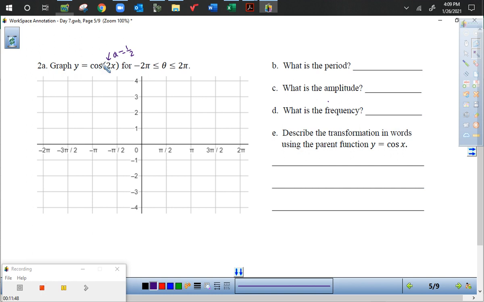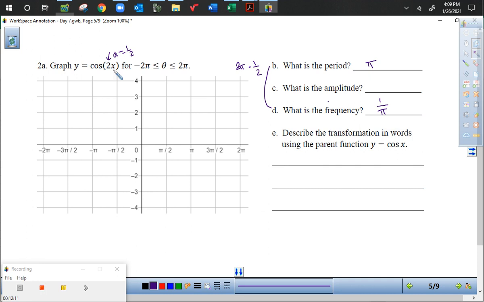So for cosine, the period is normally 2 pi. We're just going to multiply it by 1 over 2, and we get pi. Now I'm actually going to skip to the frequency because I want you to understand what this is saying. Okay, so the frequency is 1 over that value you get, but it's saying it's doing 1 cycle now in pi instead of taking 2 pi. This says 2x. It literally means that cosine is cycling 2 times as fast.